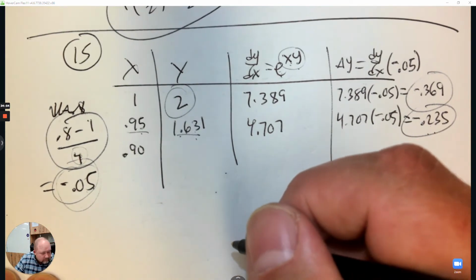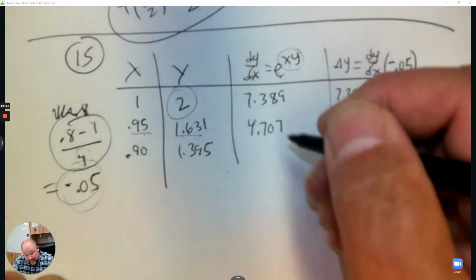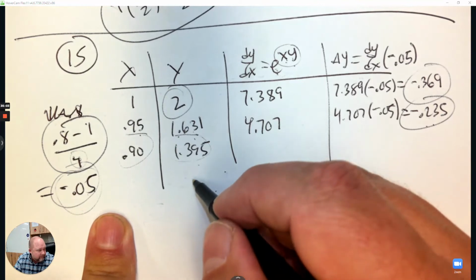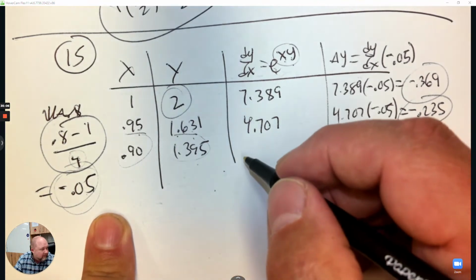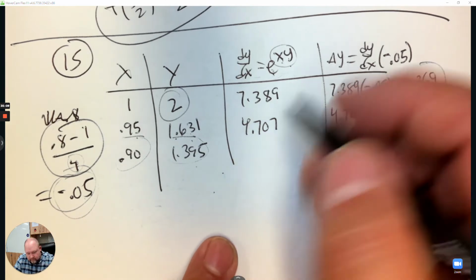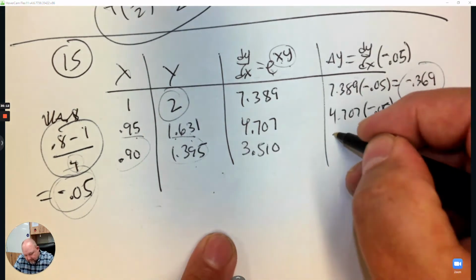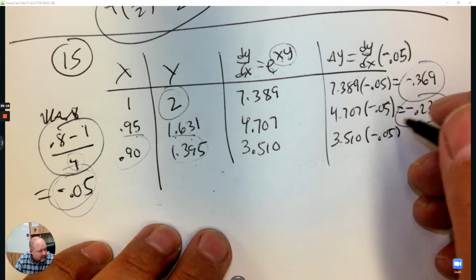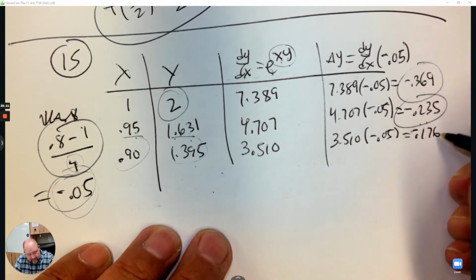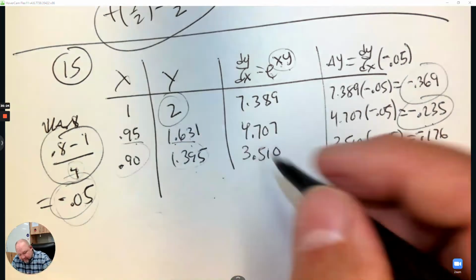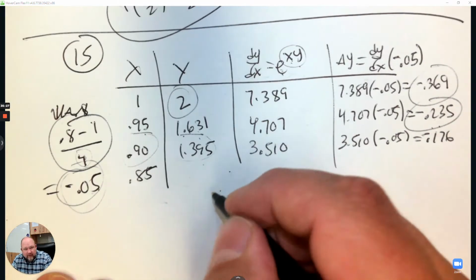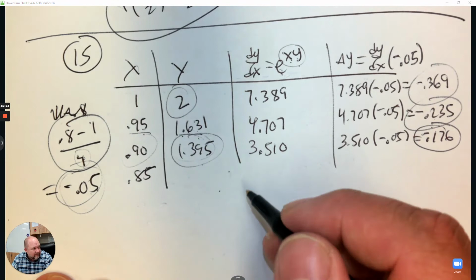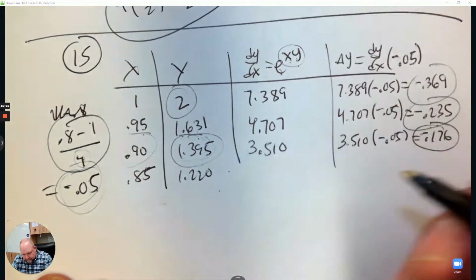Then go e to the exponent and multiply these together, and you get 3.510. Then take 3.510 times negative 0.05. You get negative 0.1676. We're going to do it again. Subtract. So now we're almost there, 0.85. Take negative 0.176 in this and subtract them, and you get 1.220.